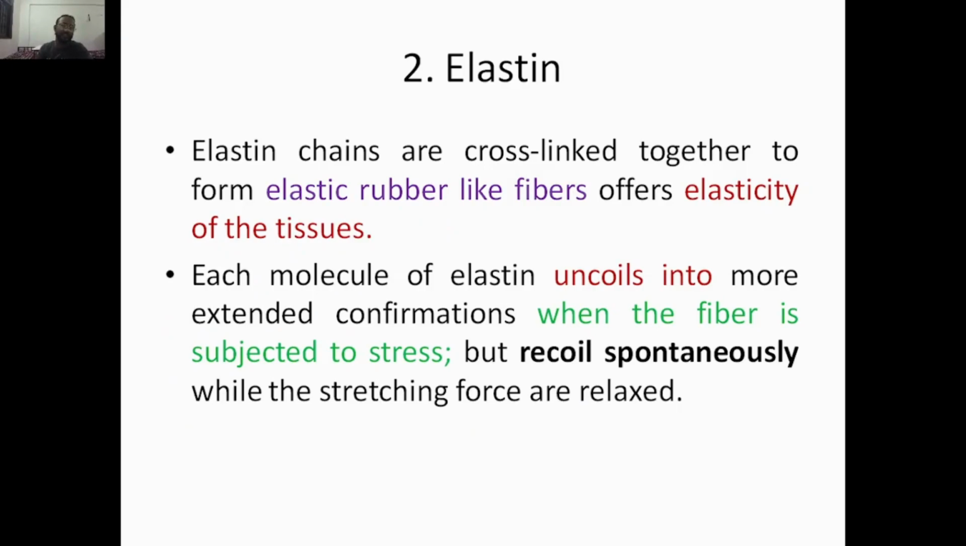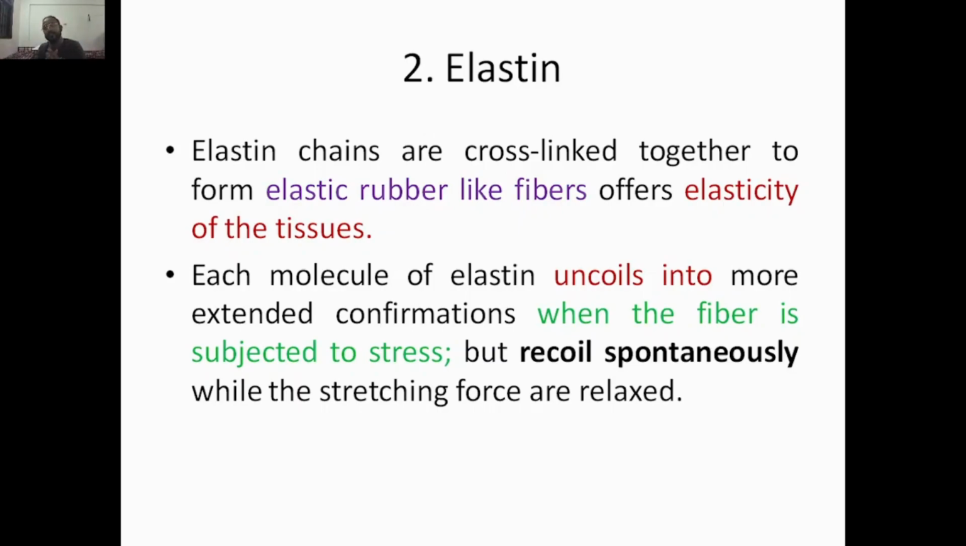Then speaking about elastin. Elastin chains are cross-linked together to form elastic rubber-like fibers, which offer elasticity to the tissues. That means elastin chains are cross-linked together. And we know that elastin is something which should have elasticity, right? In the name itself it is there.